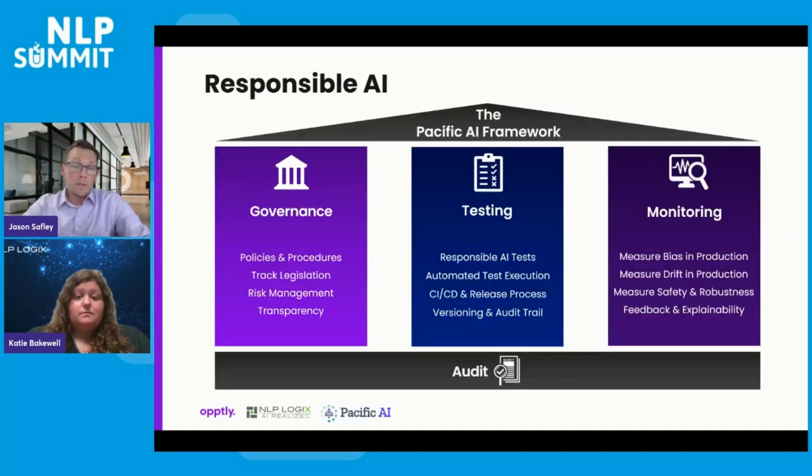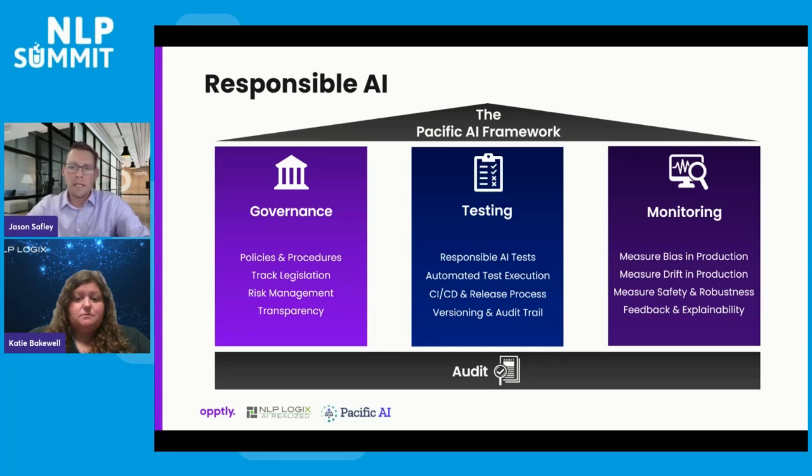The one thing that we did also is develop a partnership with Pacific AI, and we're using their Pacific AI framework to solidify our stance on responsible AI. This aligns very much to the SOC process or the ISO process. If you're familiar with that, this is very similar, and I think this is the right way to go in evaluating our AI. So the governance component: making sure you have the right policies and procedures in place, taking a proactive approach and tracking legislation that's entering our market, risk management, and also transparency on what we're doing, how we're testing, and how we're evaluating the unbiased nature of our AI model.